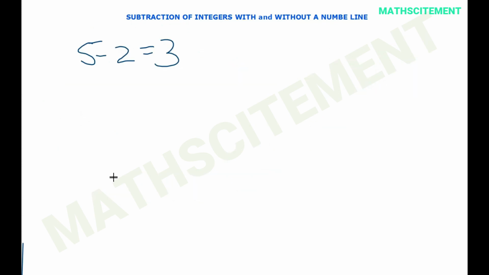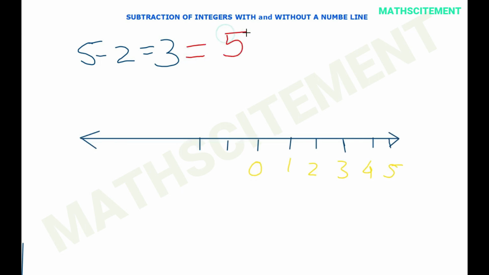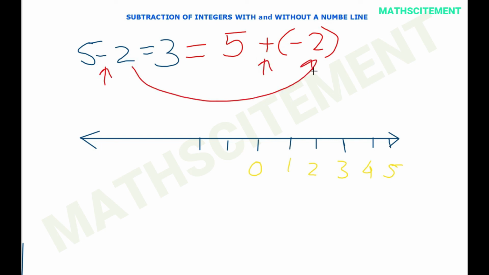Let's take our final example of 5 minus 2. 5 minus 2 is 3. Let's subtract it on a number line. So first we will flip the negative sign to a positive sign, and flip positive 2 into negative 2. So we have 5 plus negative 2.